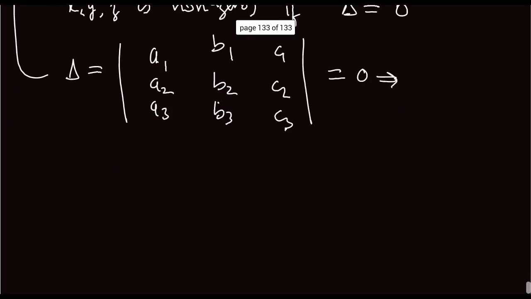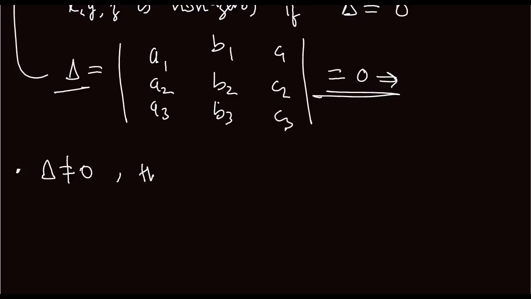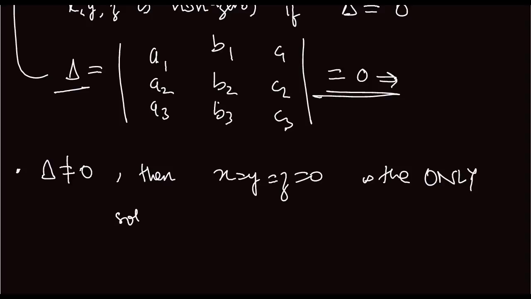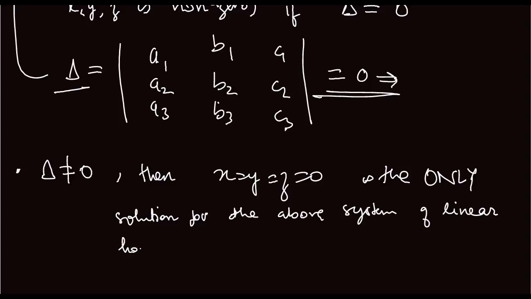Again, the second case is, what if delta is not equal to 0? That was when delta is equal to 0. What if delta is not equal to 0? If delta is not equal to 0, then x = y = z = 0 is the only solution for the above system of linear homogeneous equations.